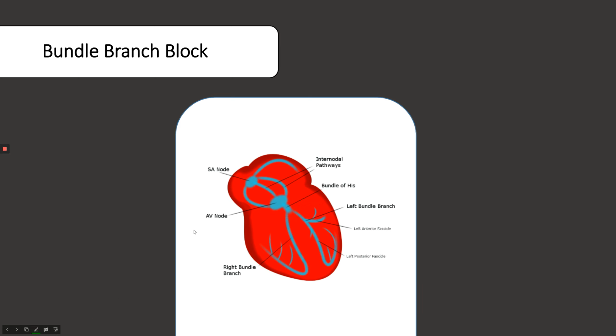Now, as the name implies, what happens is one of these is going to be blocked, which means electricity is not going to be able to travel through the pacemaker cells for whatever reason. Okay. So electricity, in most cases, of course, is going to travel normally. The SA node is going to come down internodal pathways, hit the AV node, hang out for a second, go down the bundle of His, and then it's going to get to this impasse. Now, let's say we have a left bundle branch block, which means electricity is cut off right here.